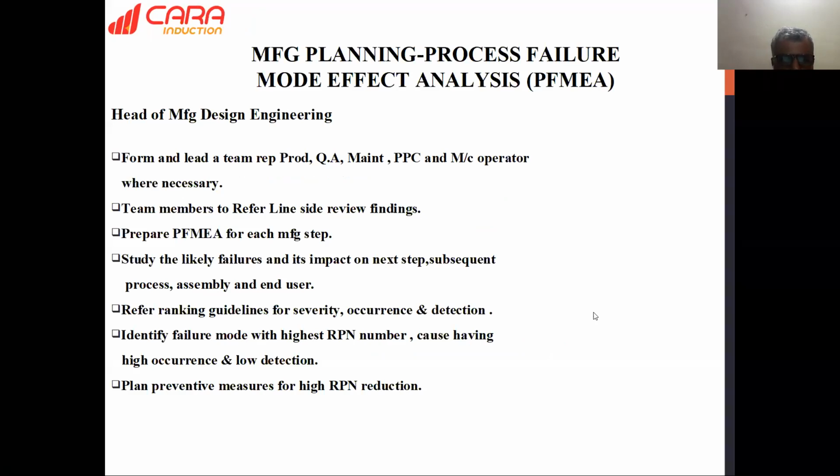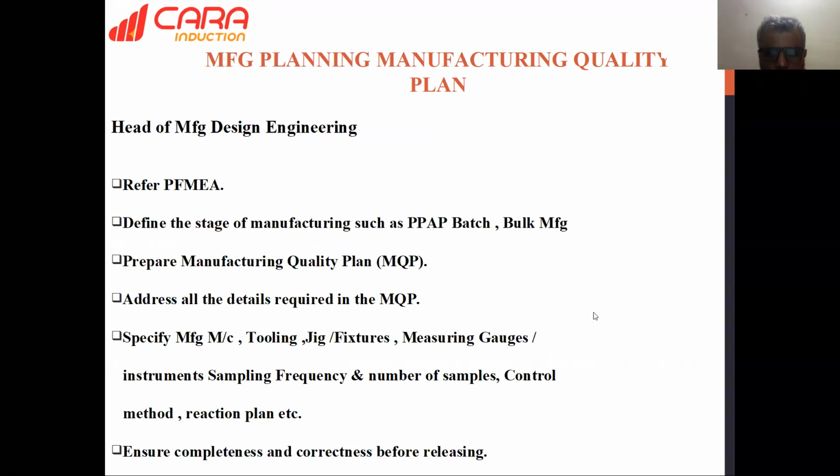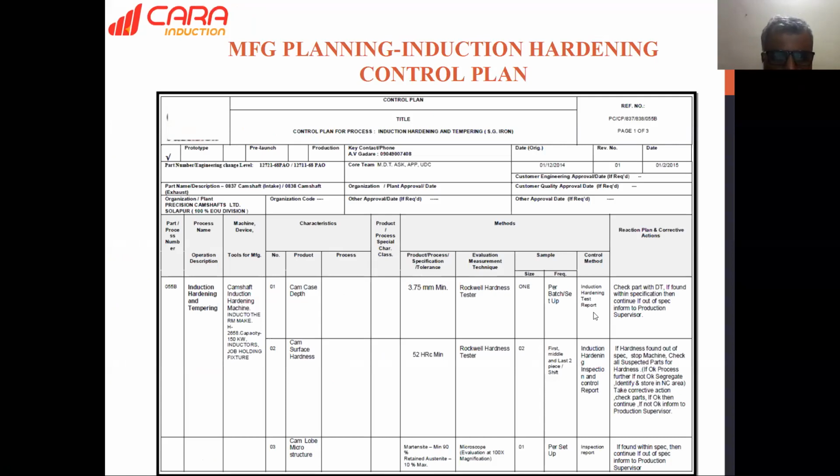Next, this is regarding FMEA. In FMEA, you have to take care of all the problems that come up. You have to take care of all these parameters: high case depth, low case depth, high hardness, low hardness, growth of the component, bend of the component, internal stresses. All these parameters we have to include in the FMEA.